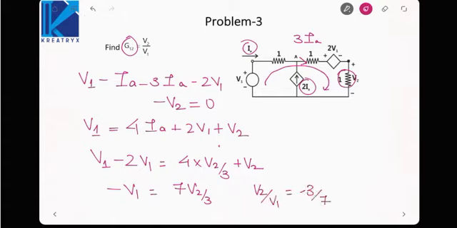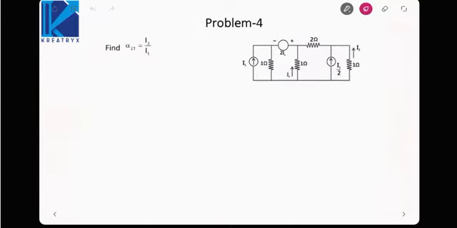What is the significance of the negative sign? The negative sign indicates here that the output and the input voltage are out of phase with respect to each other. That is, there is a phase shift of 180 degrees between the input and the output voltage. In the next problem, it is asking us to find the transfer current ratio, that is I2 by I1.